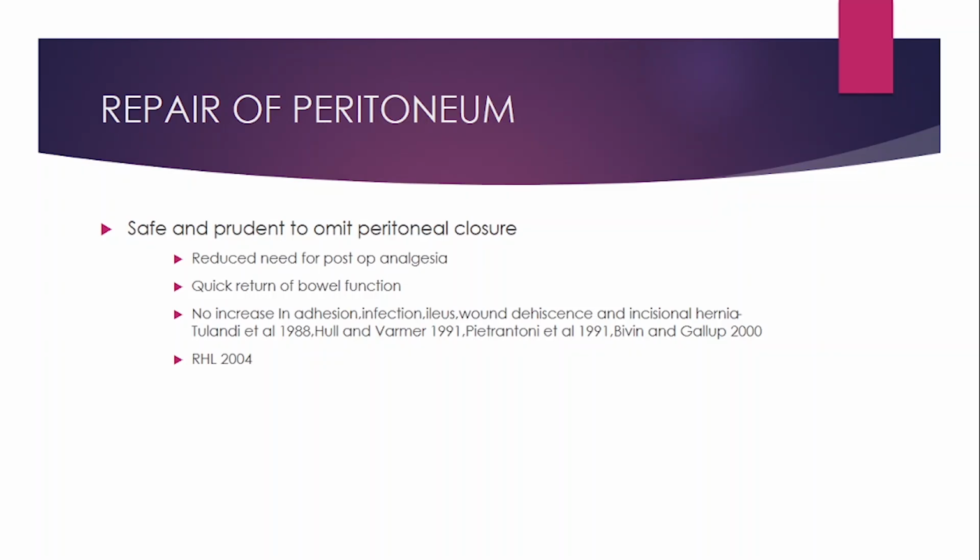Then again, repair of peritoneum. It's safe, it's prudent. In fact, it's very good to omit peritoneal closure. Why? There's reduced need for post-op analgesia, bowel function returns earlier. Then there's no increase in adhesion, infection, ileus, wound dehiscence, and incisional hernia as previously mentioned by some workers.